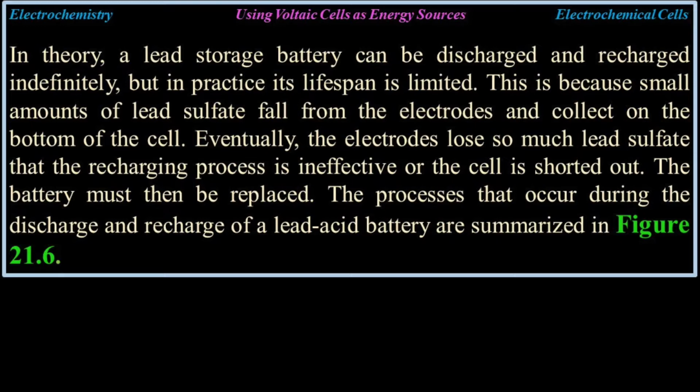This is because small amounts of lead sulfate fall from the electrodes and collect on the bottom of the cell. Eventually, the electrodes lose so much lead sulfate that the recharging process is ineffective, or the cell is shorted out. The battery must then be replaced. The process that occurs during the discharge and recharge of a lead-acid battery is summarized in Figure 21.6.